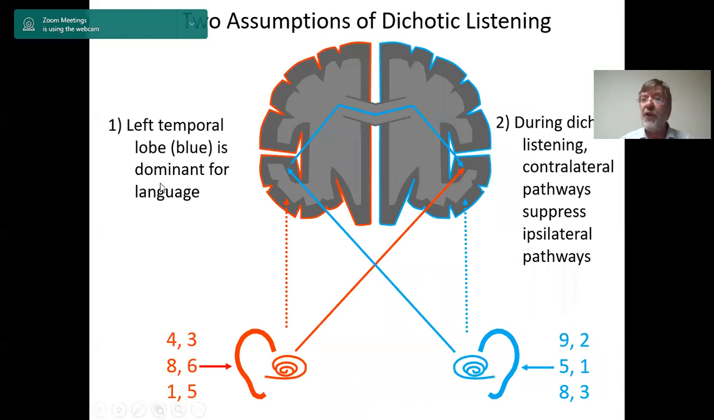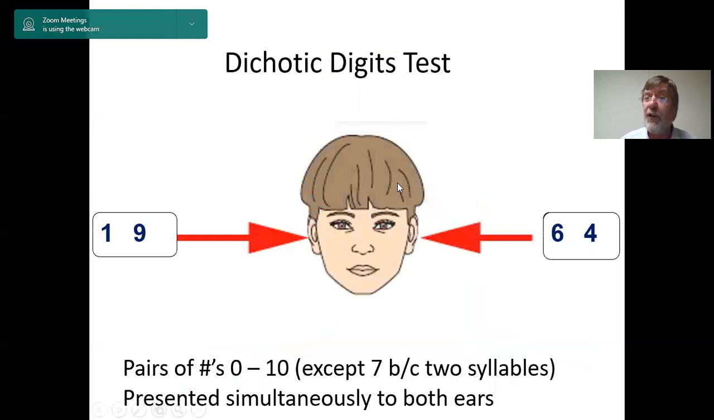So again, the two assumptions: the left temporal lobe is dominant for speech, and during dichotic listening, the contralateral pathways are the only ones happening. The ipsilaterals are suppressed, and the right ear has a shorter pathway to the dominant hemisphere. The left has a longer pathway to the dominant hemisphere. So they call that a right ear advantage. And these little kids with learning disabilities who are bouncing off of the walls tend to have a huge right ear advantage.